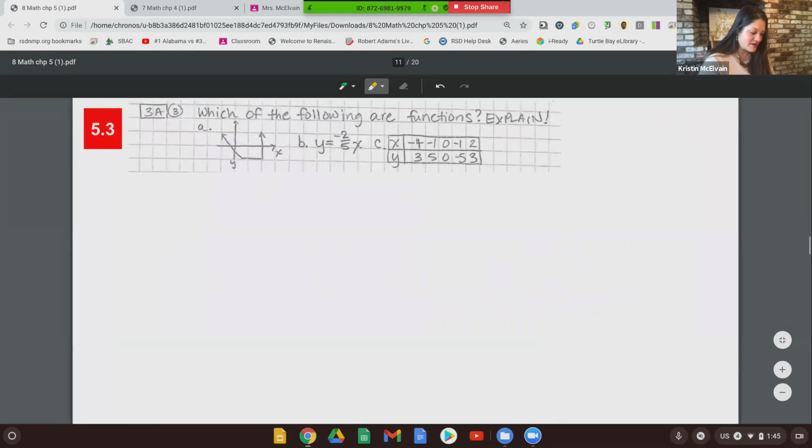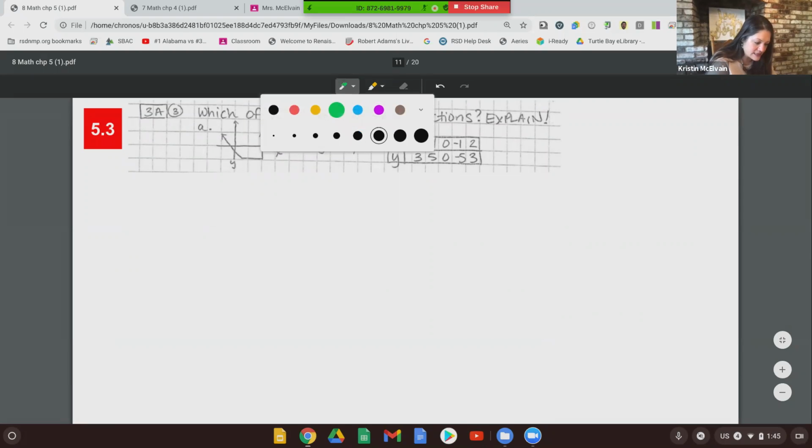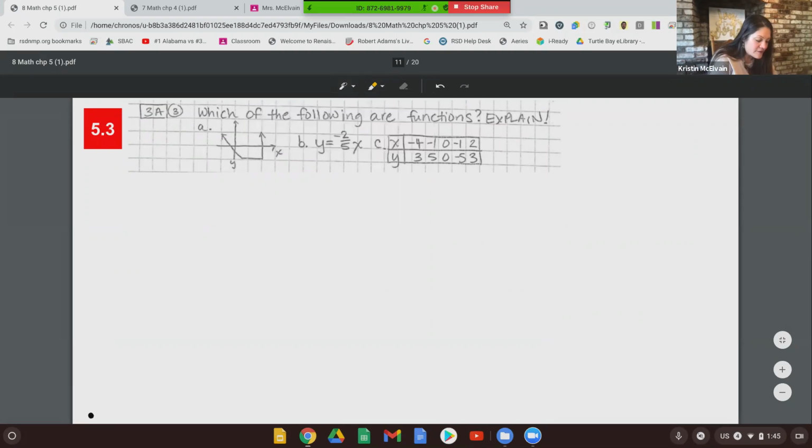Okay, number 3. Which of the following are functions? Explain. Okay, so we just talked about this. Get back over to a black. For A, oh, there, that's nice, right? It almost looks like I'm writing in a Sharpie. I dig it. All right, so for A right here, not a function.